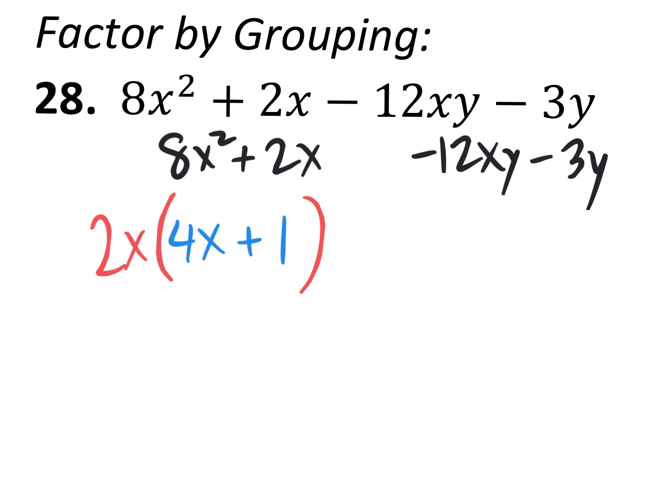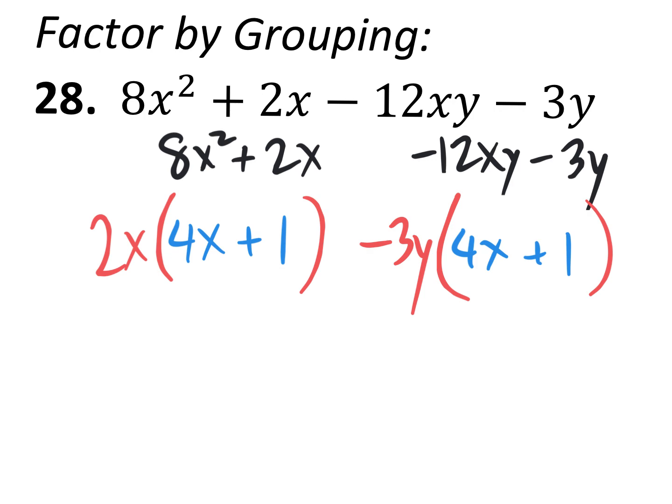For the second group, what could you pull out? You could pull out a 3, or a 3y, but the goal is to get the same binomial left over. So let's pull out a negative 3y. Give me 1 second. Here we go, negative 3y. And negative 3y times what gets you back to negative 12xy? That'll be a positive 4x. And then negative 3y times what will get you back to negative 3y? That'll be a positive 1.